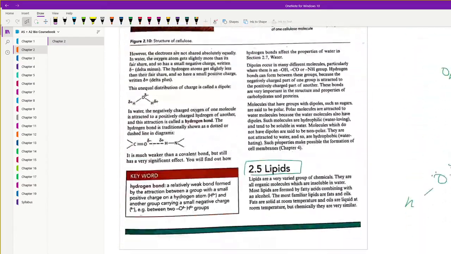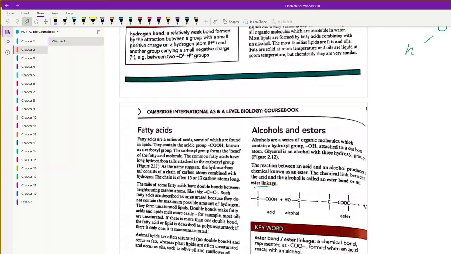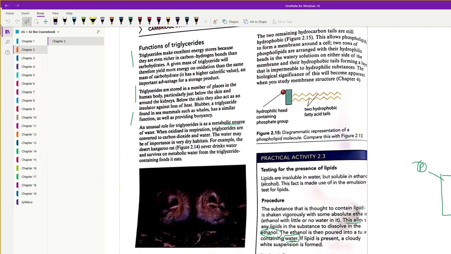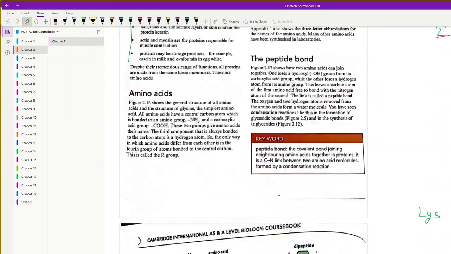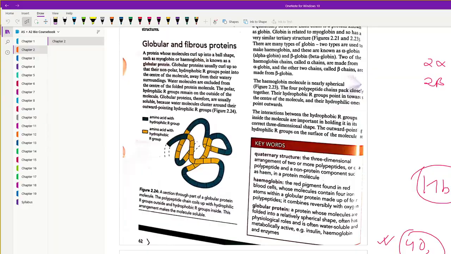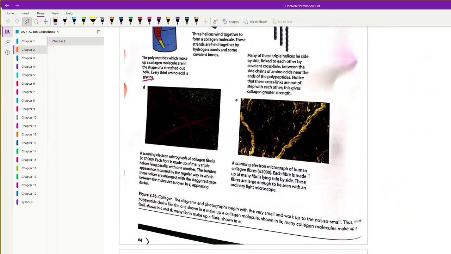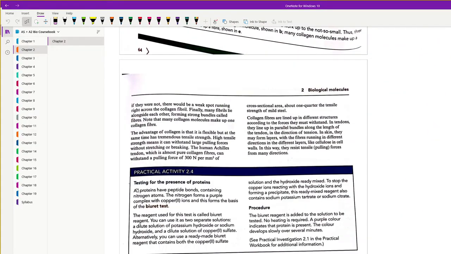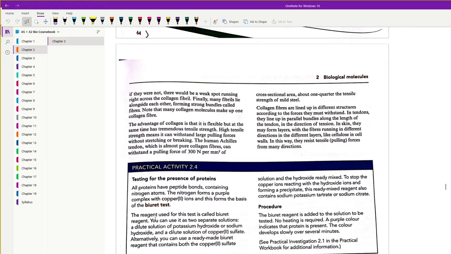Presence of starch, presence of lipids. Here you go. So in the biuret test, the nitrogen forms a purple complex with copper 2 ions, and this forms the basis of the biuret test.